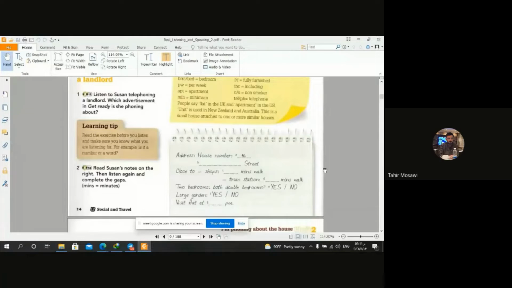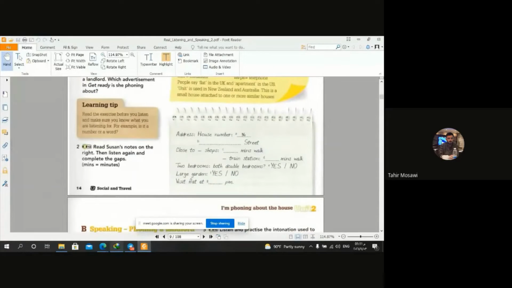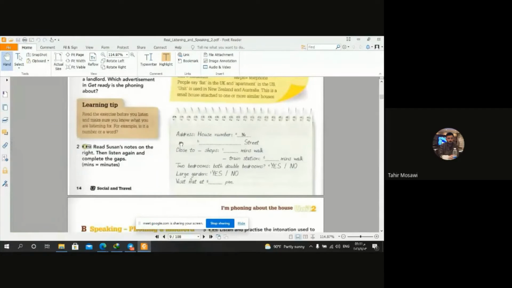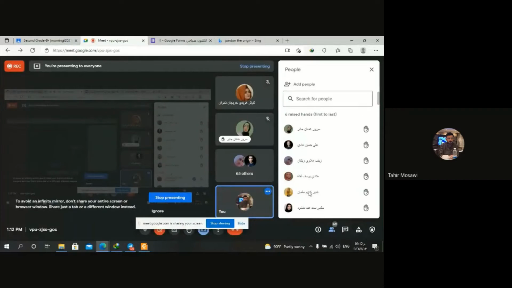Okay, so here we have the address, which is house number 36, but in which street? Okay. Surur?